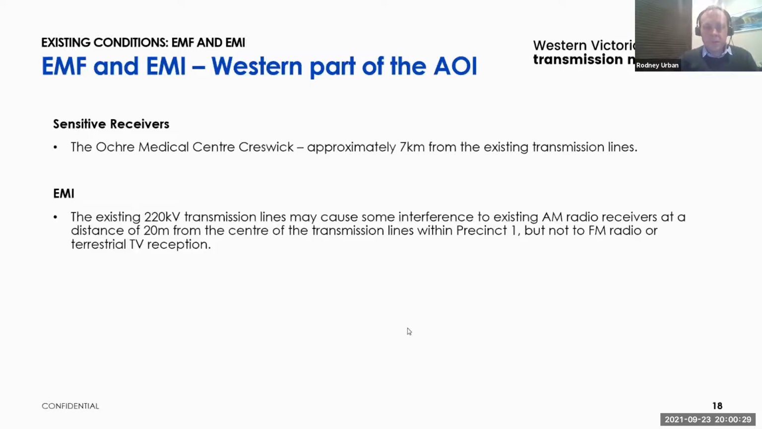In terms of electromagnetic interference, we have looked at existing AM radio receivers. AM radio operates at lower frequencies, and so it is more susceptible to interference from transmission lines. But we've also looked at FM radio and terrestrial TV reception as well.